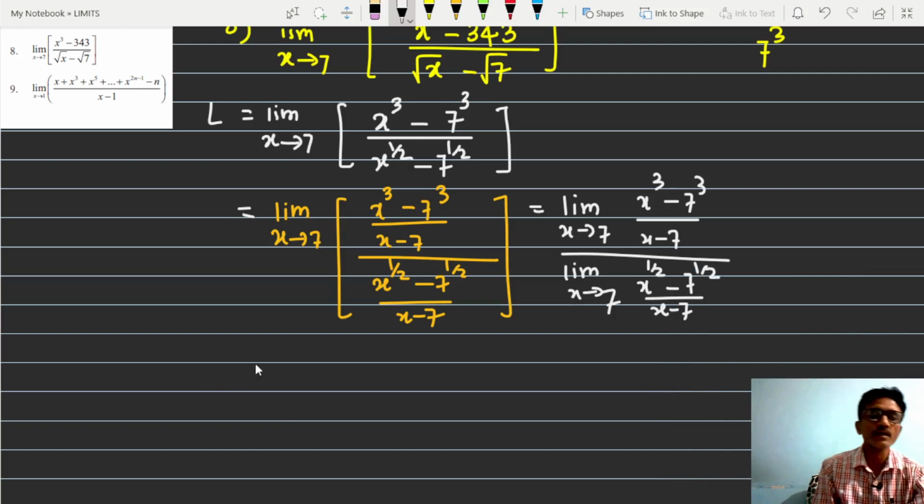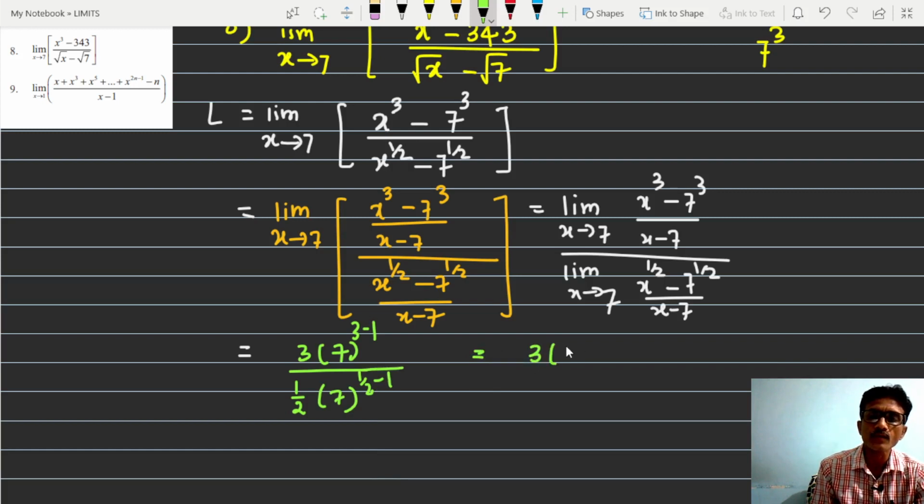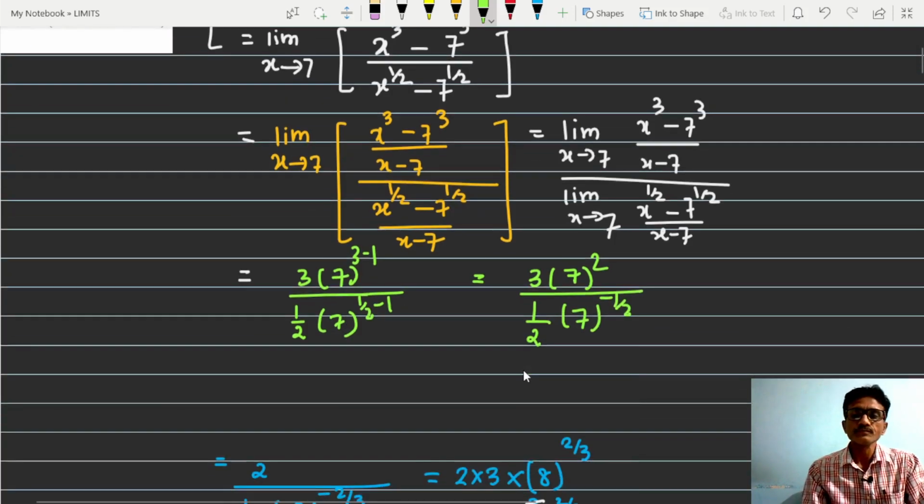So apply formula over here. If we apply formula, then this will be 3 into 7 raised to power 3 minus 1 and denominator will be 1 by 2 into 7 raised to power 1 by 2 minus 1. ठीक है, this is 3 into 7 raised to power 3 by 2 मतलब 7 square upon 1 upon 2 into 7 raised to power 1 by 2 minus 1 is minus 1 upon 2. तो ये ऊपर जाएगा and this will be equal to 3 by 2.